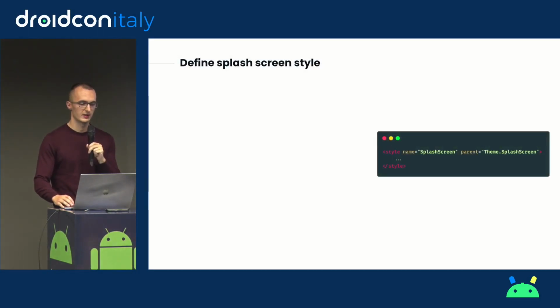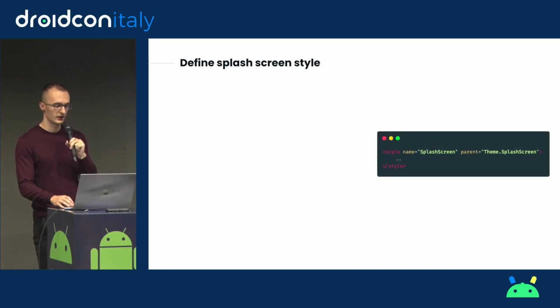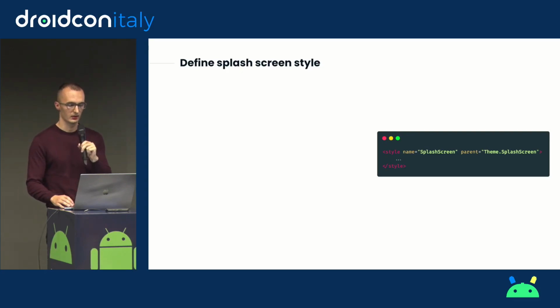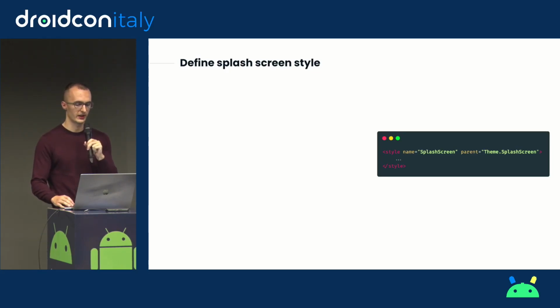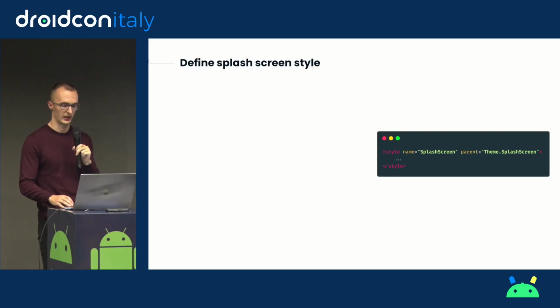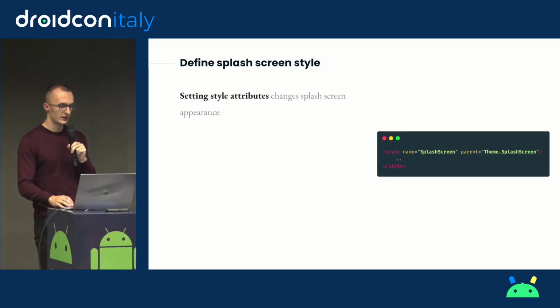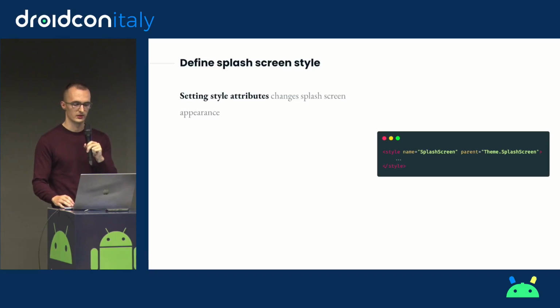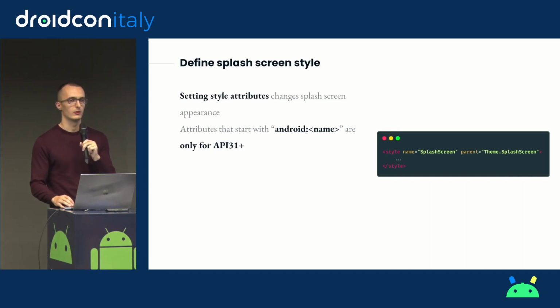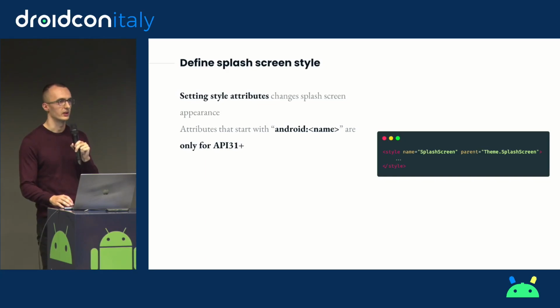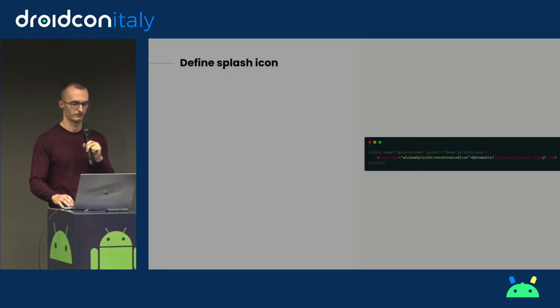So step number 1, let's define the splash screen style. To define a style for our splash screen, you define it basically as you would define any other style, but it needs to extend from one of the themes that the SplashScreen API provides. So initially, we are extending from Theme.SplashScreen because we are not going to add an icon background initially. So setting these style attributes changes the splash screen appearance. You'll notice that there are some attributes that have this android prefix. These attributes are only for API 31, so these attributes are not available on the older API versions.